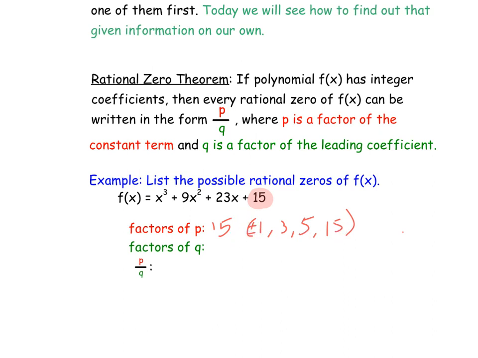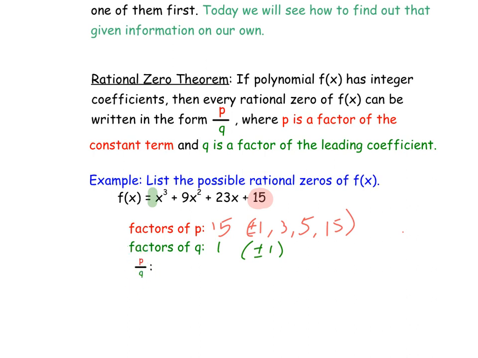And then we'll also have the factors of our leading coefficient, which in this case is 1, which is super nice. So our leading coefficient is 1. What are the factors of 1? Well, it's just positive and negative 1. And so what we're going to do is write all of those factors as ratios of each other.